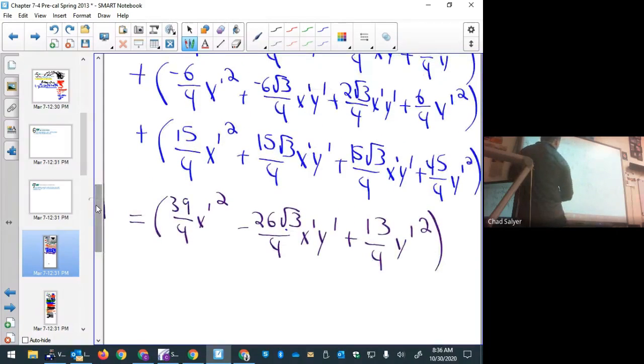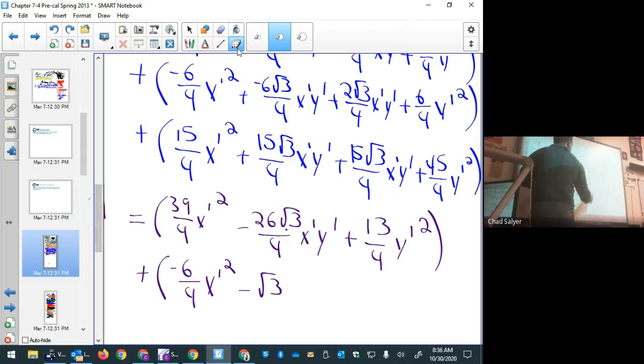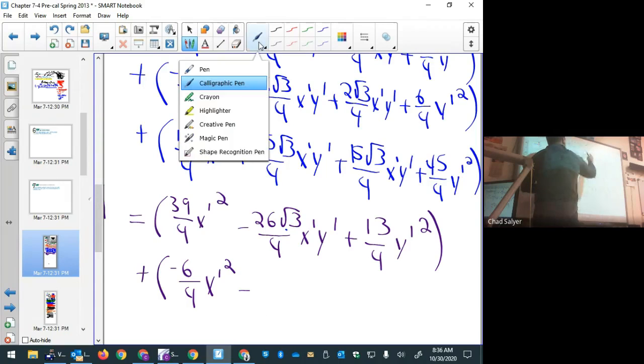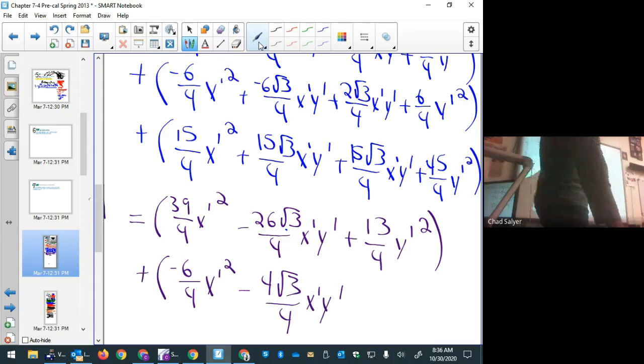Now the second row, so that's going to be plus negative 6 over 4 X prime squared. Then I've got minus 6 on the square root of 3 plus 2 on the square root of 3. That's going to be minus 4 on the square root of 3 over 4. The 4's cancel, so that's just minus the square root of 3. Well, I'll leave it in that 4's because, again, we need like terms. So minus 4 on the square root of 3 over 4 X prime Y prime. Yeah, minus 6 plus 2 is minus 4.